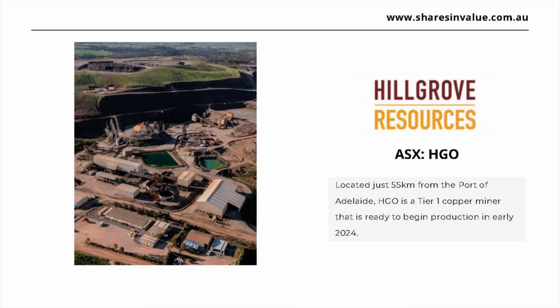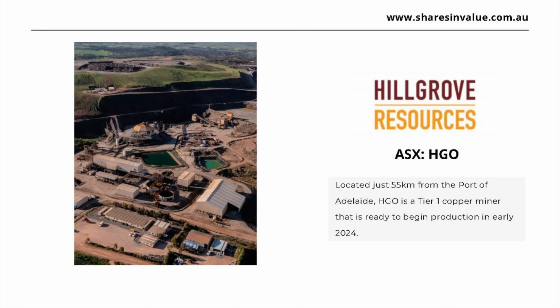So with that in mind, we're just going to have a look at a few small caps. The first one, Hillgrove Resources, the ticker code is HGO. They are a copper miner. And they're about to begin production early this year. Any moment now, they're beginning production. They're already mining. They're about 170 million market cap at the moment.